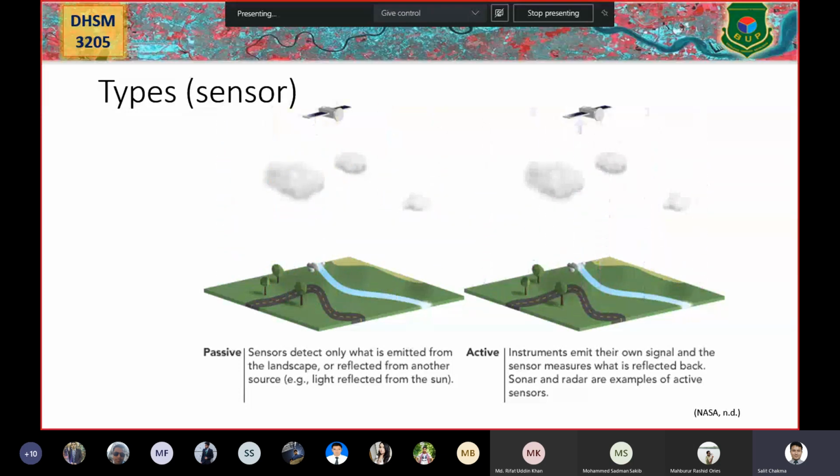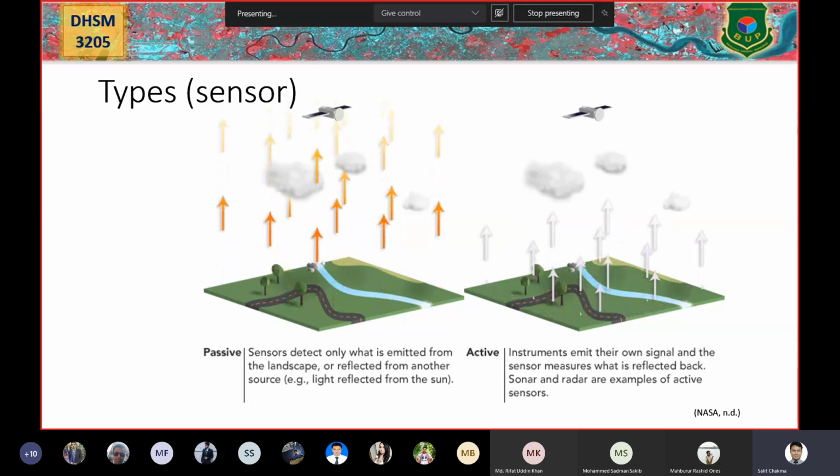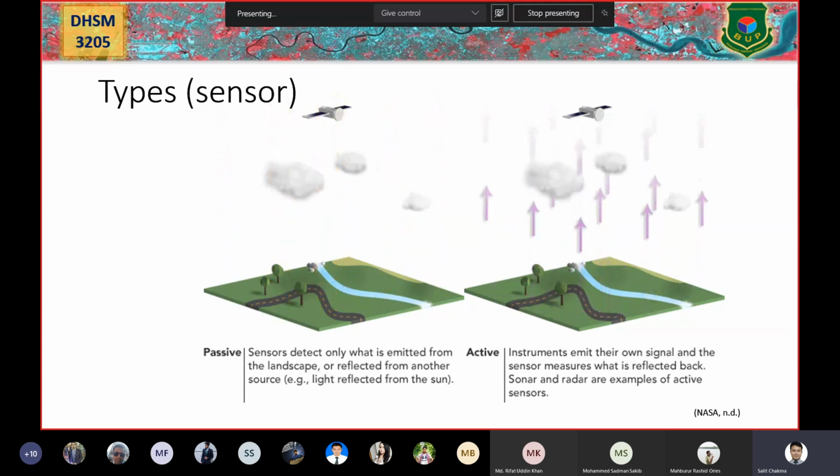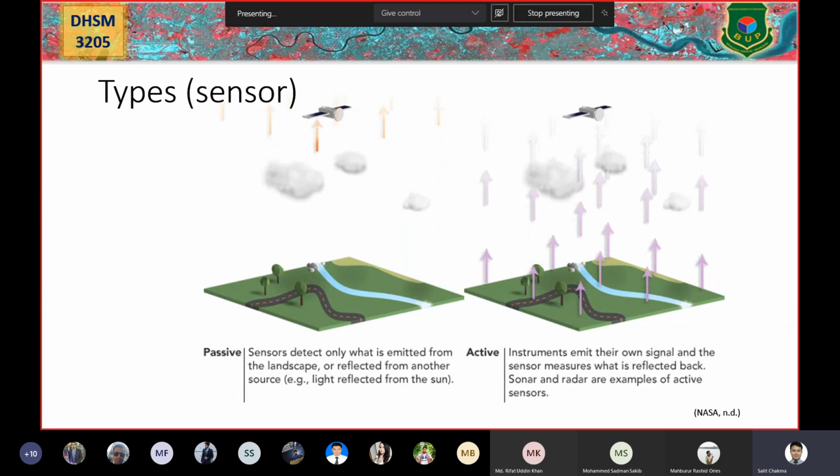Passive is just like our eye. That's the way we see things, right? The energy falls onto some surface, gets reflected, and falls upon our eyes, and our eyes can now see these objects. And that's why we cannot see in the dark, because we can only see certain spectrums, certain wavelengths, and when these wavelengths are absent, we do not see anything.